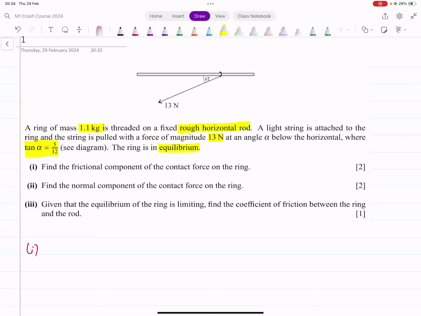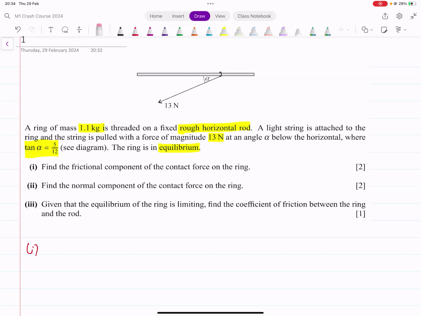If the ring is in equilibrium, that means the opposite forces are going to be equal. The force towards the left side is going to be equal to the force acting towards the right. The upward force is going to be equal to the force acting downwards. In the first part, it says, find the frictional component of the contact force on the ring. Contact force, again, friction is a type of contact force. They're just asking you to find the value of friction in the first part.